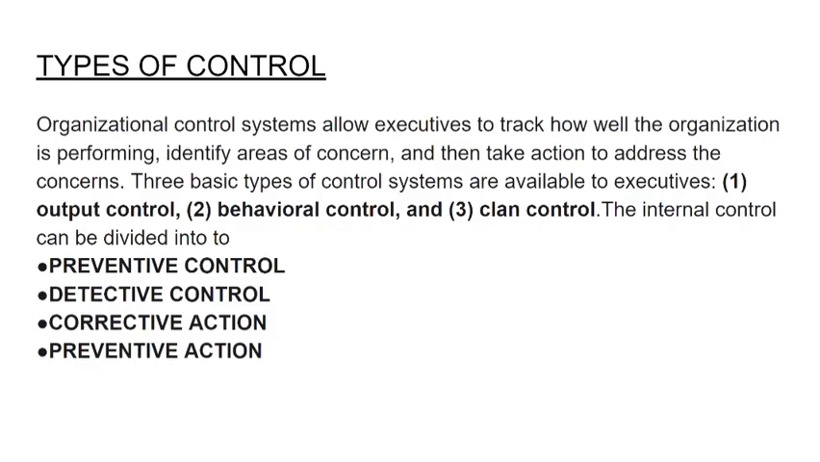Types of control. Organizational control systems allow executives to track how well the organization is performing, identify areas of concern, and take action to address the concerns. Three basic types of control systems are available to executives: one, output control; two, behavioral control; and three, client control. The internal control can be divided into preventive control, detective control, corrective action, and preventive action.